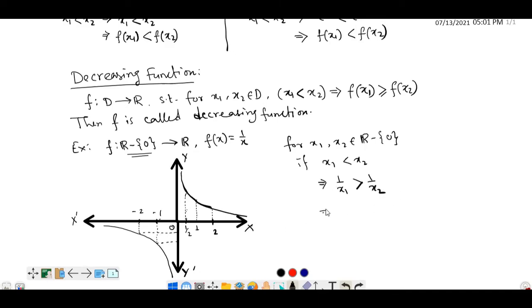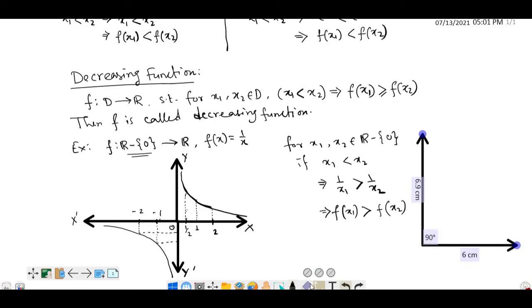So clearly you can say f of x1 is greater than f of x2. That means it is becoming a decreasing function. Now, as in the case of an increasing function, in the same way for a decreasing function also, it can be that if a function has a graph of this type, say it is decreasing somewhere, at a certain stage it becomes parallel to the x-axis, and again it can decrease.